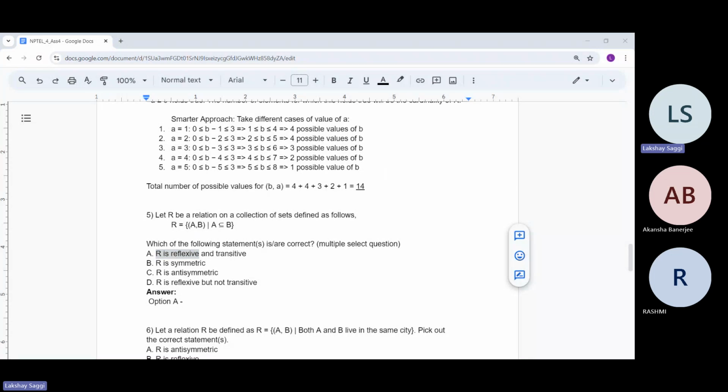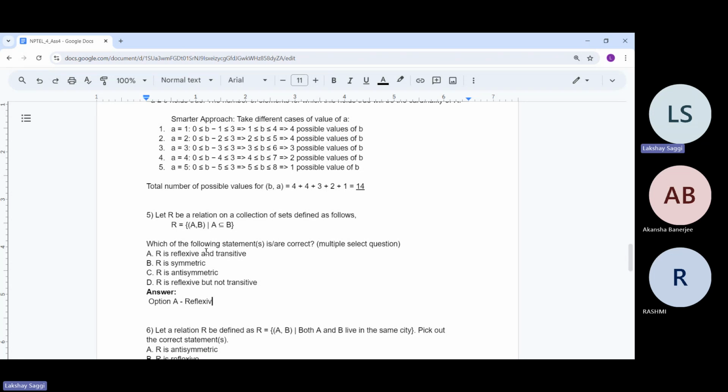Okay, so Ojas has already answered the question: A, C. Okay, guys, let's go option by option. Let's not go straight to the answer. Maybe I could discuss it myself. So option A says that R is reflexive and transitive.